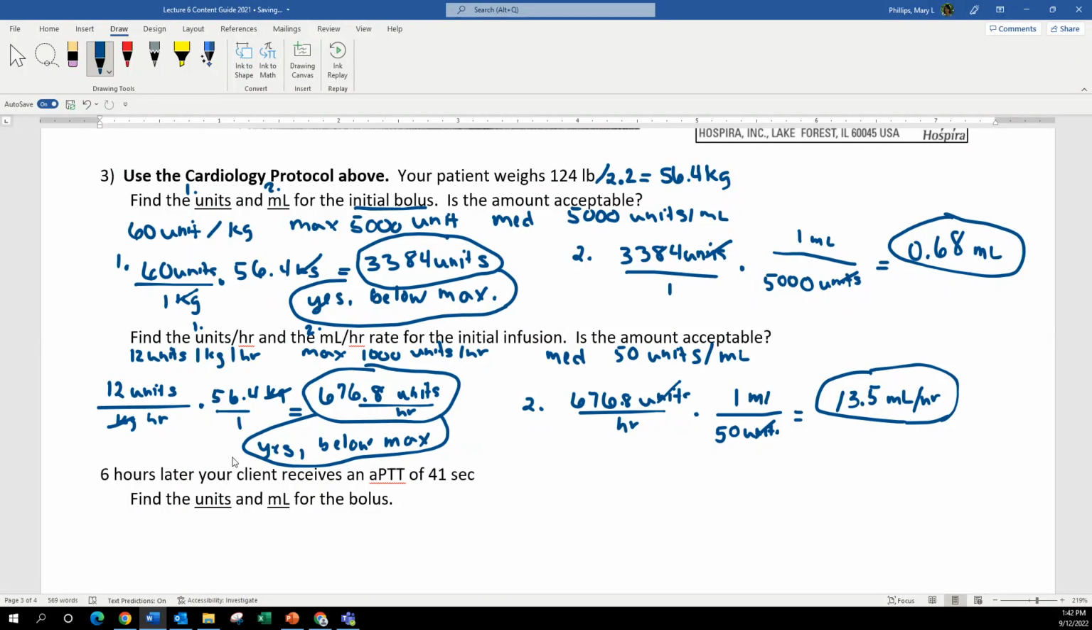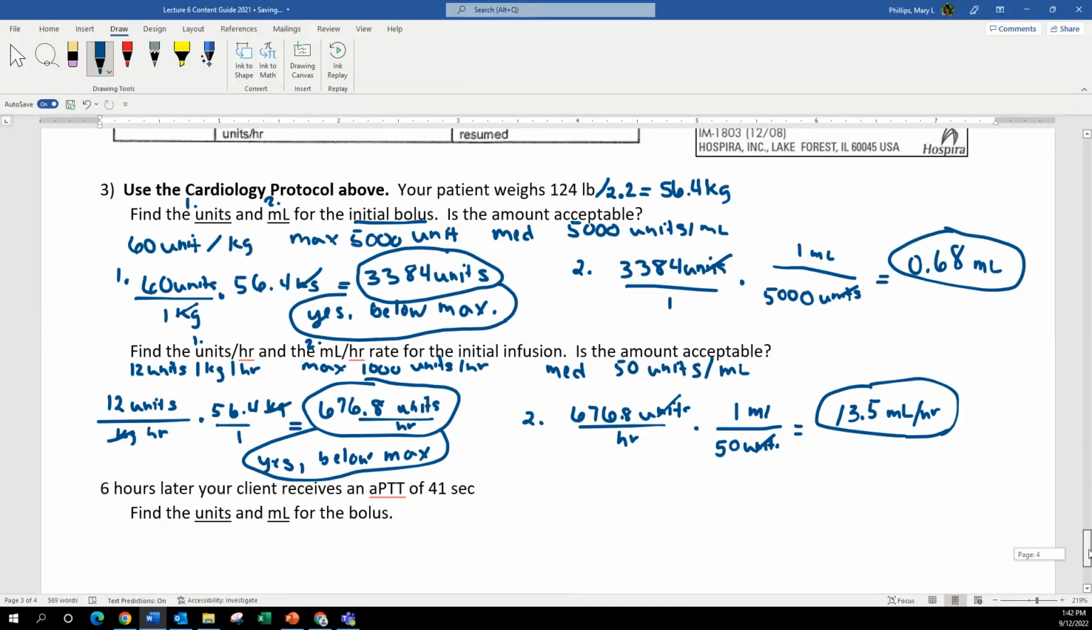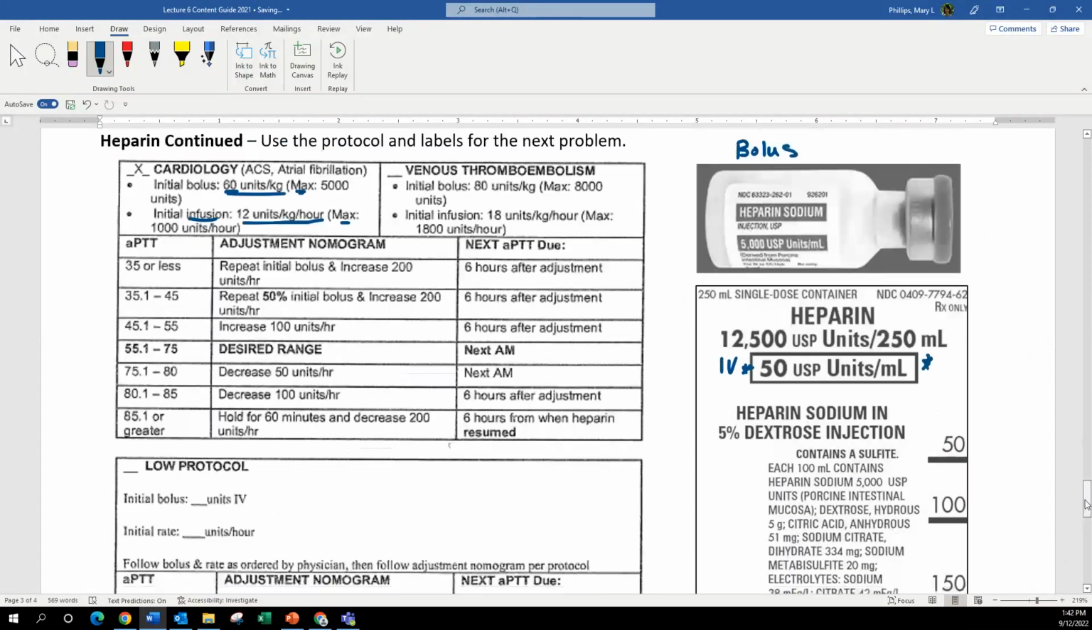Now we're told 6 hours later, our client gets an APTT of 41 seconds. So I need to go back to my protocol here, and I need to find that APTT. So here's my APTTs. 41 seconds would be in this range.